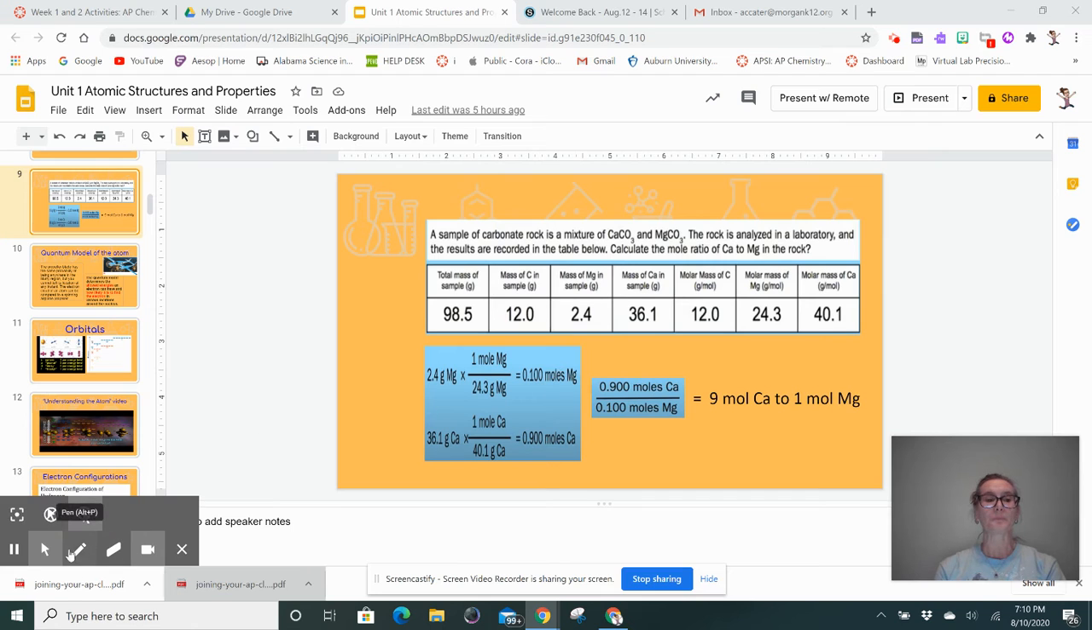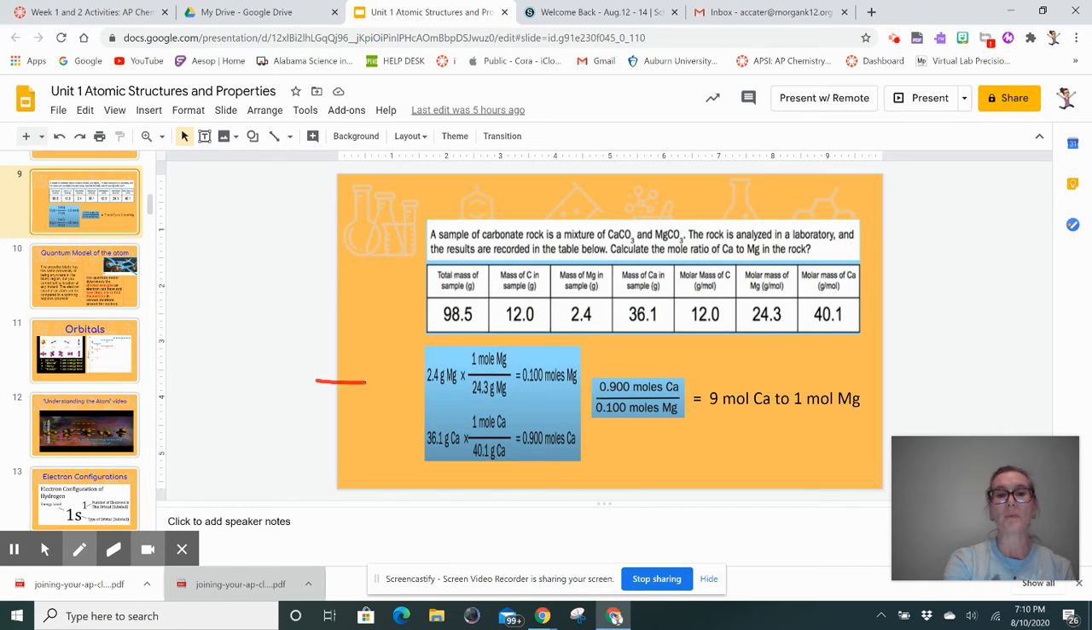So then what they're going to do next is take the mass of magnesium and find out how many moles of magnesium we have. Remember we said at the very beginning, the mole is a way to bridge the gap from grams to moles, or to number of molecules. Okay, so we're going to take 2.4 grams and divide it by the atomic mass of magnesium, which is 24.3, which gives us 0.100 moles of magnesium.